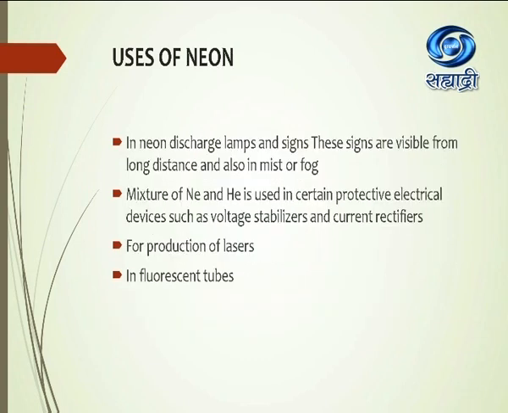Let's proceed with the uses of neon. It is used in neon discharge lamps and signs. These signs are visible from long distance and also in mist and fog. We always find these neon signs. Then mixture of neon and helium is used in certain protective electrical devices such as voltage stabilizers and current rectifiers. It is used for production of lasers and it is used in fluorescent tubes.